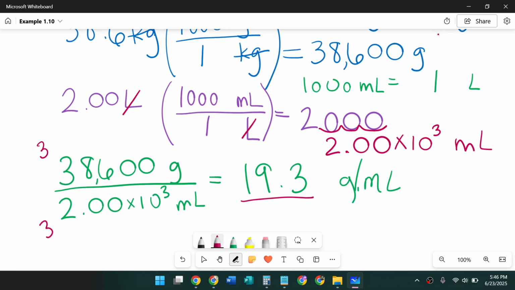If they ask for it in scientific notation, we would have to move the decimal 1 place to the left, and we would have to deal with that, but they did not ask for it that way, so we're going to give it to them exactly how they asked for it, 19.3 grams per milliliter.